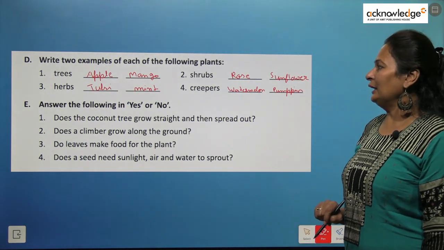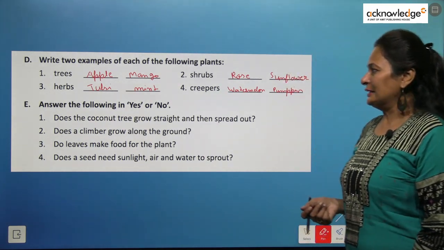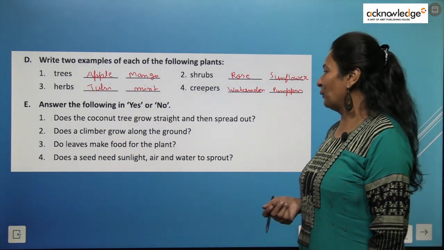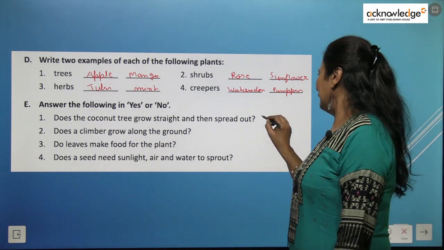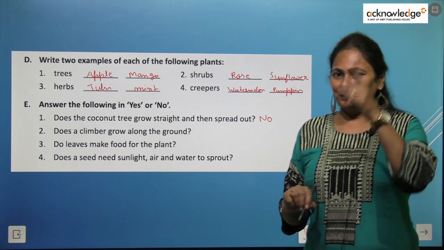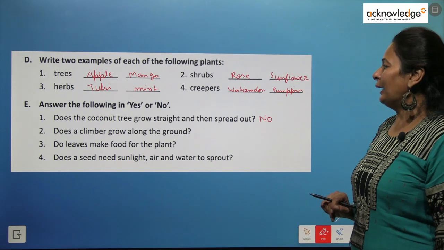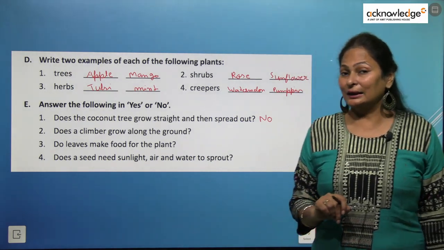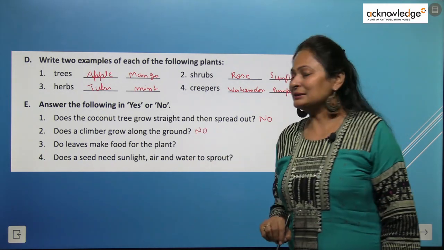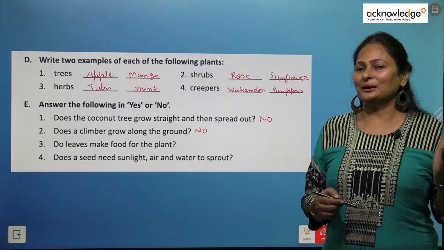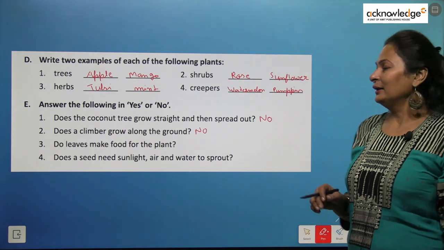Now, question number E. Answer the following in yes or no. First is, does the coconut tree grow straight and then spread out? No, this is not true. It grows straight and is not wide. Does a climber grow along the ground? Again, this is no, because a climber grows along the pole, along the wall, around the stick, right?